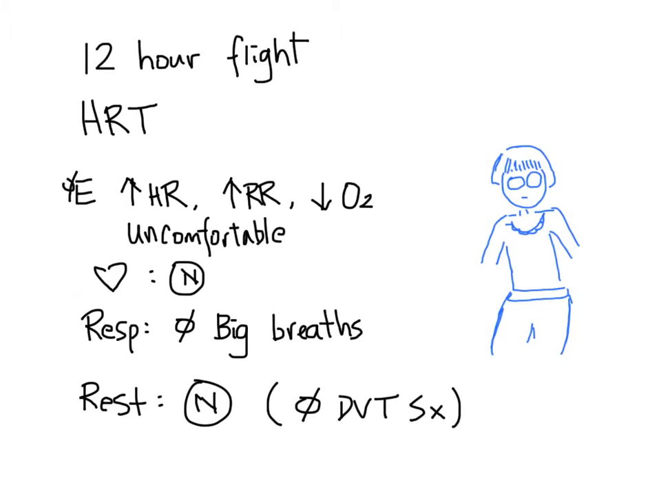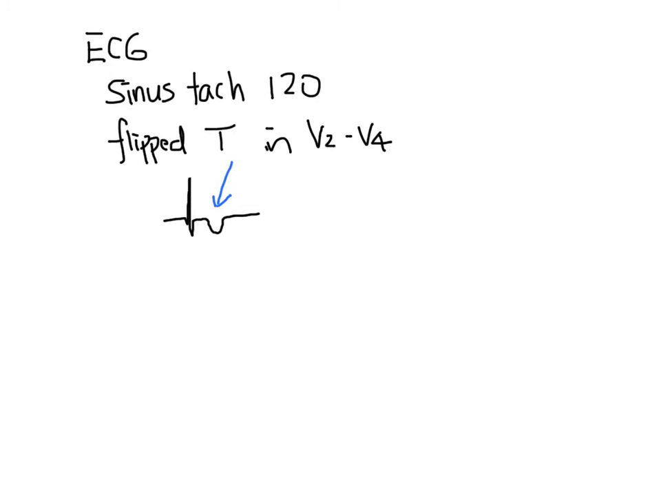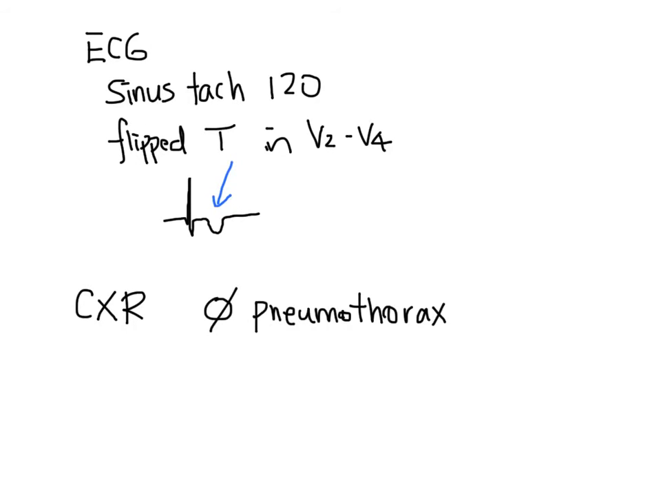Your nurse now brings you the ECG. It shows sinus tachycardia and flipped T waves in the anterior leads. There are no other abnormalities. You call for a chest X-ray. It shows no collapsed lung and no infiltrate. There is some atelectasis at the base.